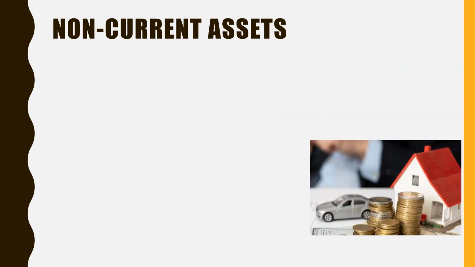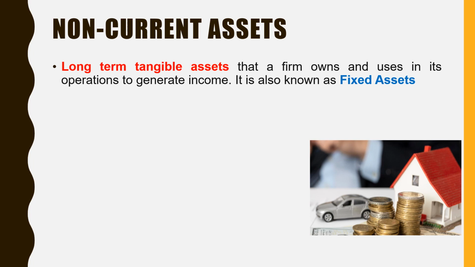Next, we discuss two types of assets. The first type of assets are non-current assets. What is the meaning of non-current assets? Non-current assets are the long-term tangible assets that a firm owns and uses in its operations to generate more income. They are also known as fixed assets. For example, in your school, the classroom is a fixed asset or a non-current asset. Maybe the projector placed in your classroom is also a non-current asset. The laptop is a non-current asset.